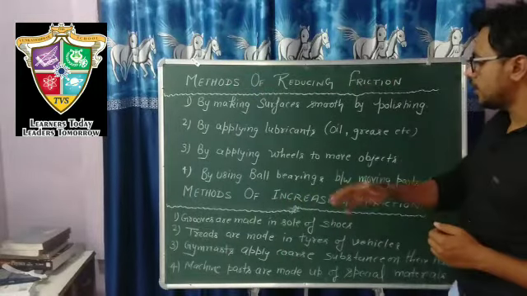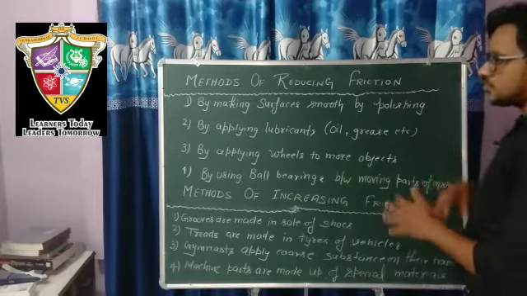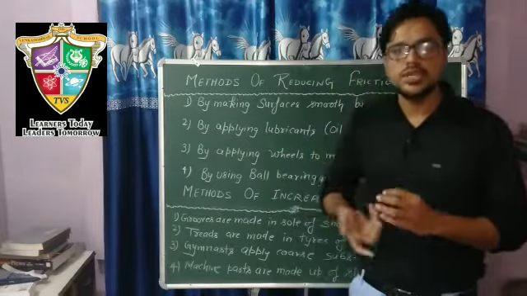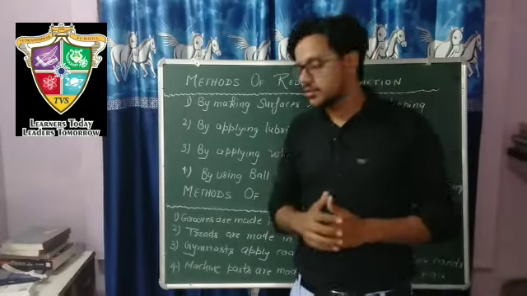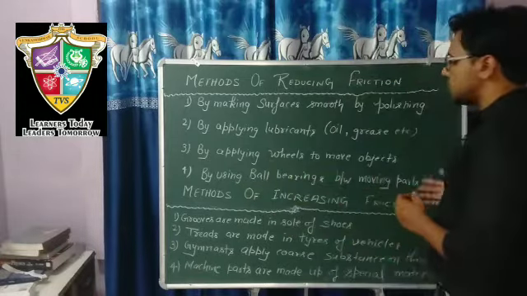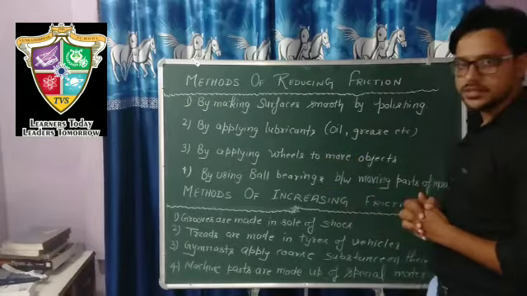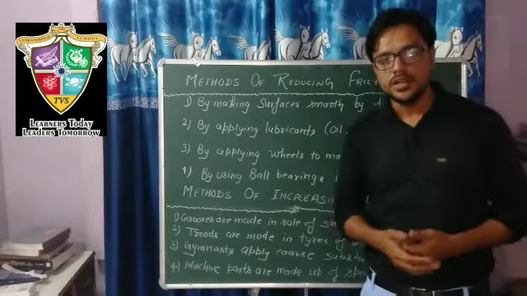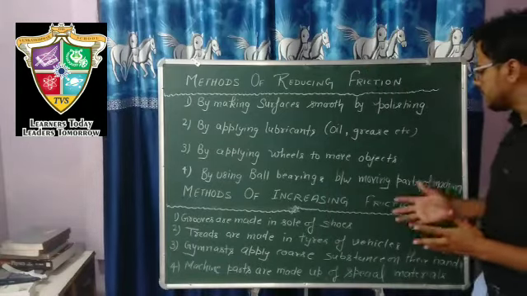If we have ball bearings between the moving parts of machines, ball bearings can move parts more smoothly and more easily, so frictional force can be decreased also with the help of ball bearings. So these are the methods by which we can reduce friction. Now we will discuss how we can increase friction.